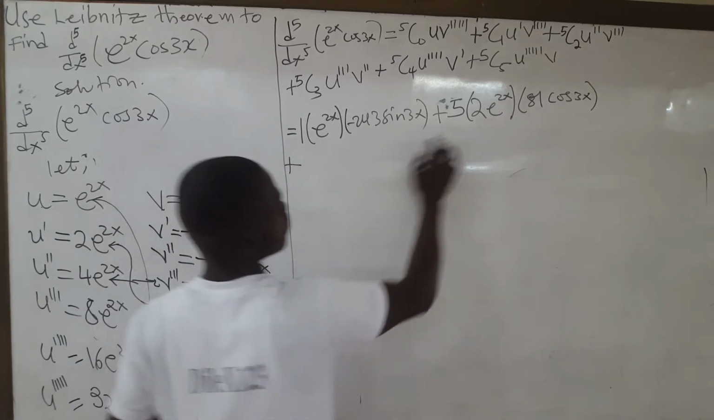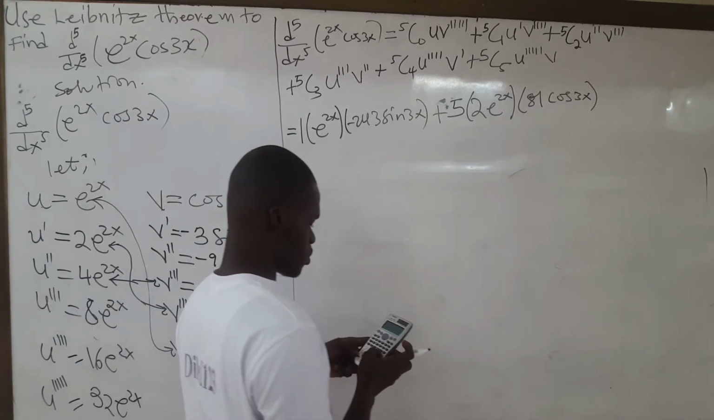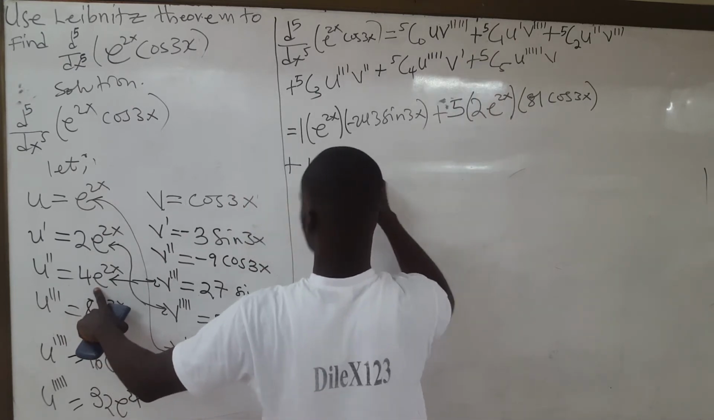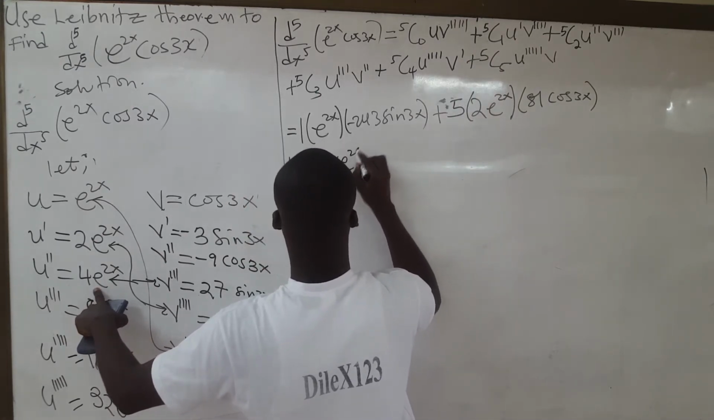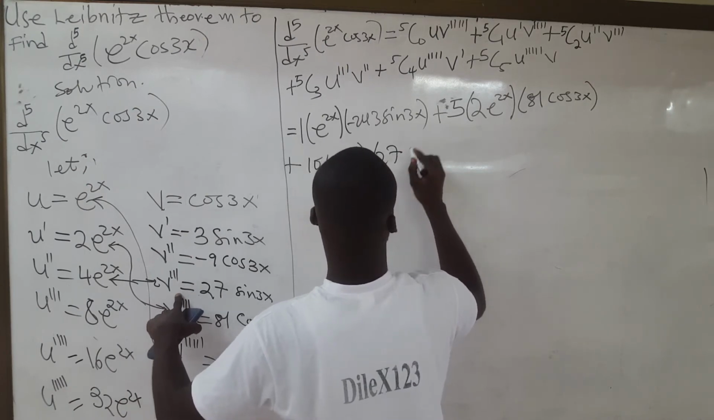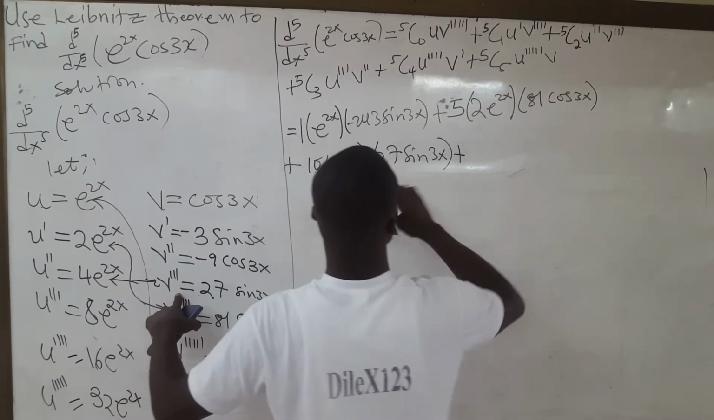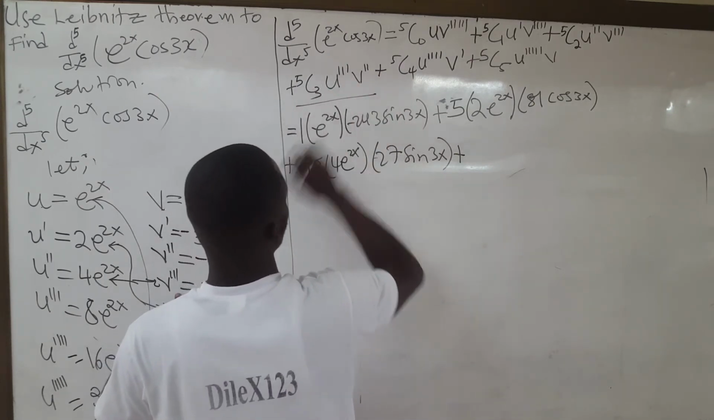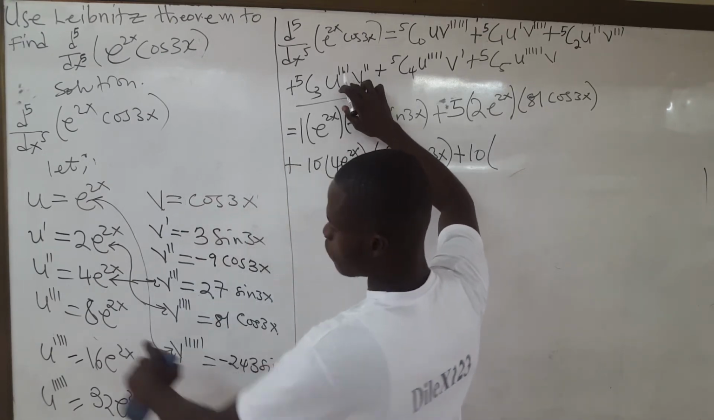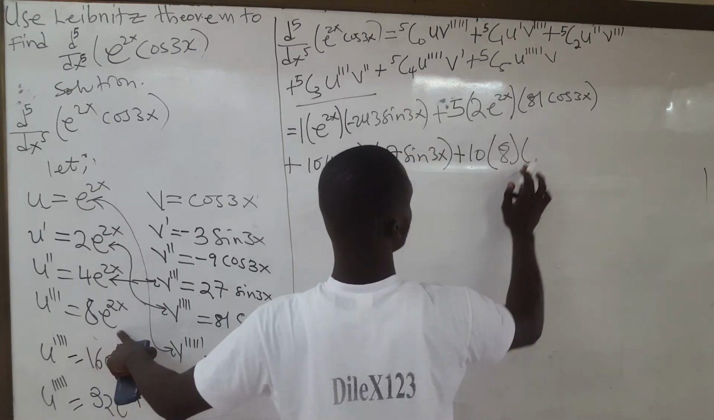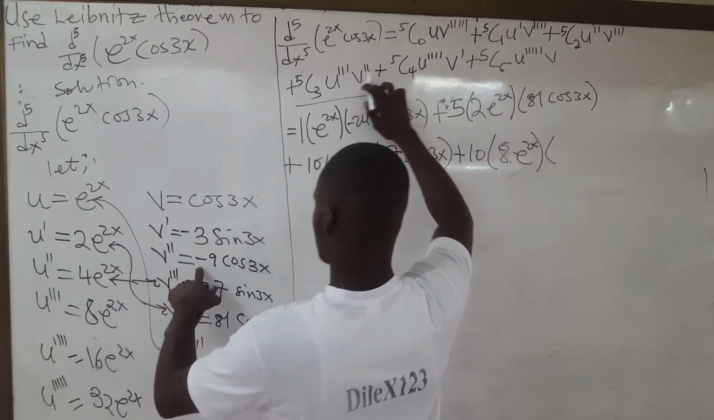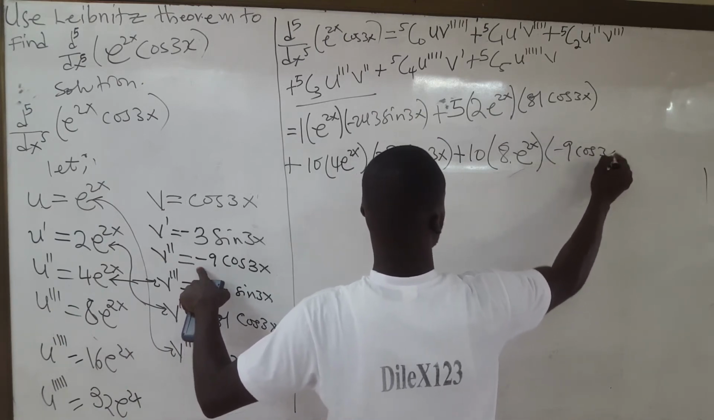Now we add that to 5 combination 2. So 5 combination 2 is 10. U prime prime, that's the second differential of u, which is 4 e exponent 2x, times the third differential of v, that is 27 sine 3x. Plus, we go to 5 combination 3. So 5 combination 3 is also 10. So 10, we take the third differential of u, that's 8 e exponent 2x, times the second differential of v, that is negative 9 cos 3x.